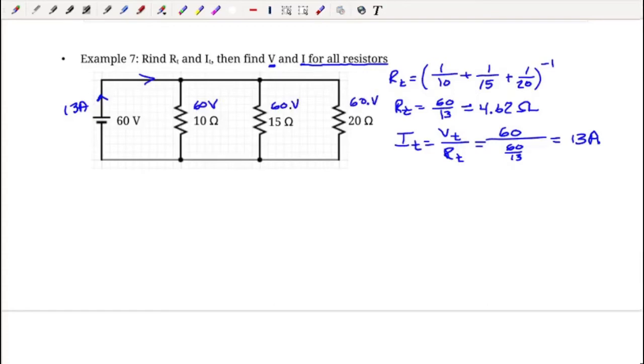Put a decimal in to get me 2 sig figs. And then I know that current equals voltage over resistance. So voltage over resistance, this is going to be 6 amps going here, 4 amps going this way, 60 over 15, and 60 over 20, 3 amps going this way. And again, if I add them all together, I should end up with my 13 amps that I started with. So this is a simple parallel circuit, and there you have it in one more example.